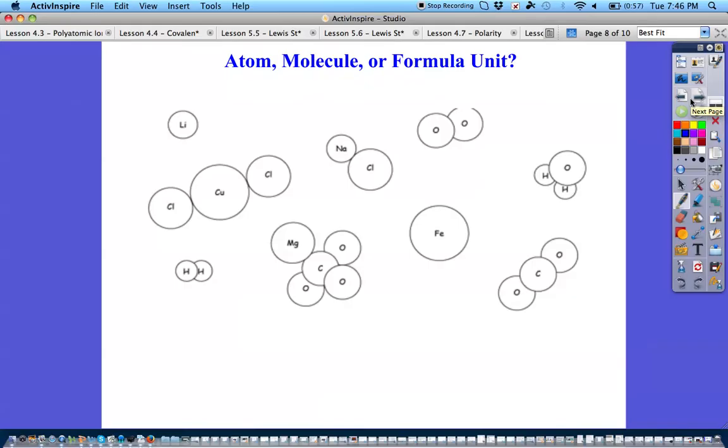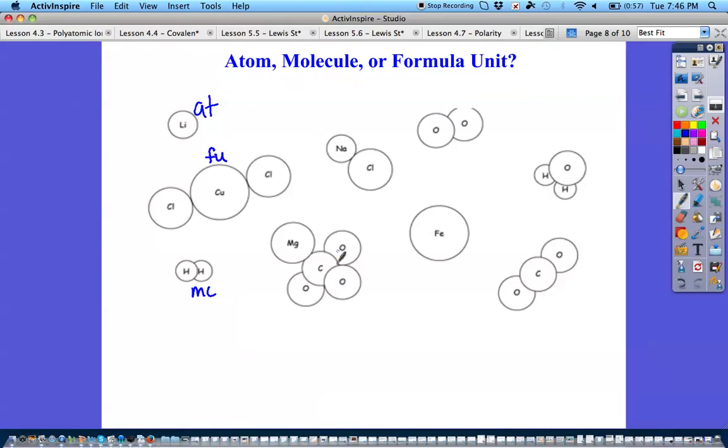I want you to take a look at it and see if you can label them as atoms, molecules, or formula units. Welcome back. Let's label these. Lithium, it's a single element, so this is atoms. Cu bonded to two chlorines, well, we have a metal, so this is going to be FU, formula units. We have two hydrogens bonded together. Both of those are non-metals, so that's going to be a molecule.